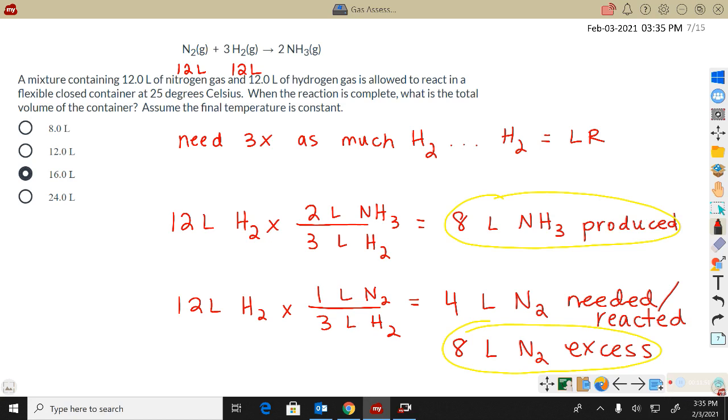So just by inspection, I can tell you right away that hydrogen is the limiting reactant, because I need 3 times as much hydrogen. Under similar conditions, if I have equal volumes of gases, they would have the same number of particles. But I need 3 times as much hydrogen, and I don't have that. So hydrogen is my limiting reactant, and then I use the ratios in the balanced equation to figure out how much product is formed. And then we can't forget about the excess this time.